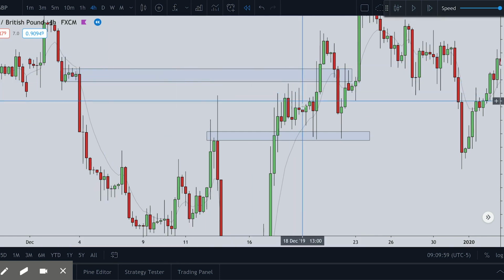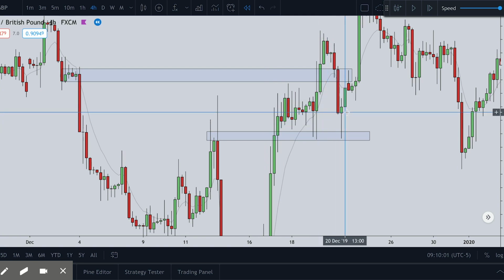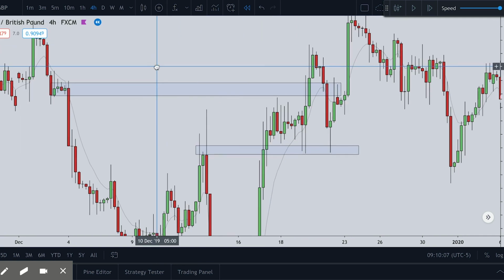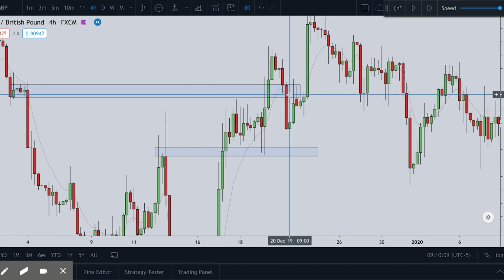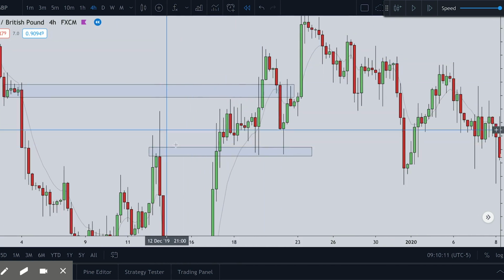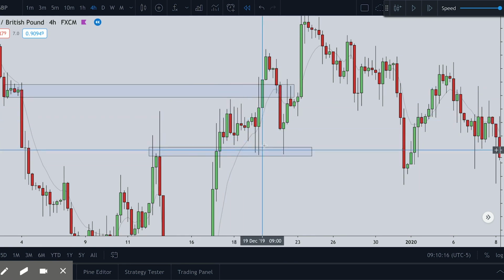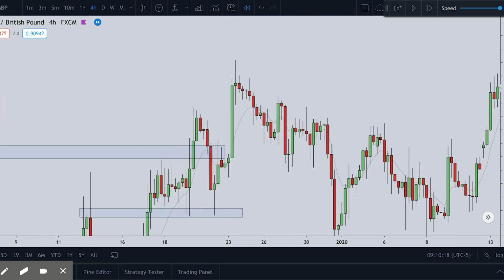Don't just sell because you see a pin bar, or don't just buy because you see a pin bar. But if you see a pin bar in line with other market confluences, such as the trend direction or supply and demand zones, things like this, then that is where you're really going to find the viable and valid pin bars to actually trade from. So hopefully that has been useful.